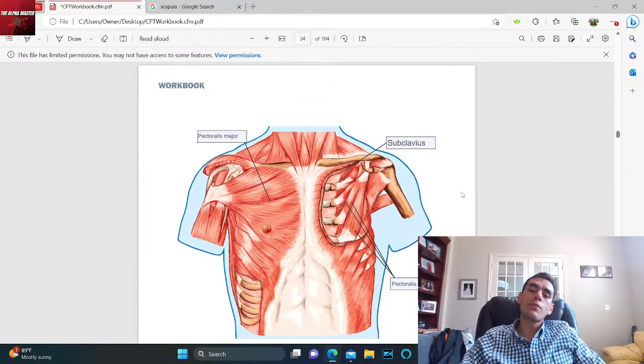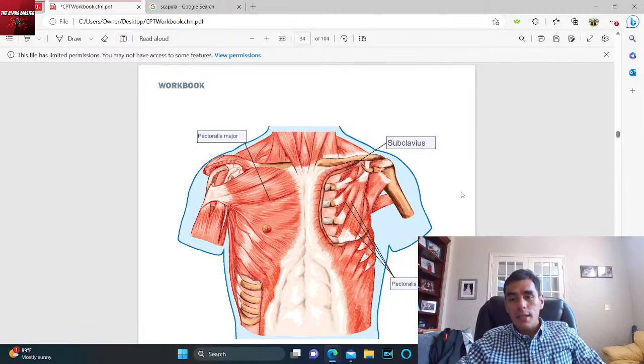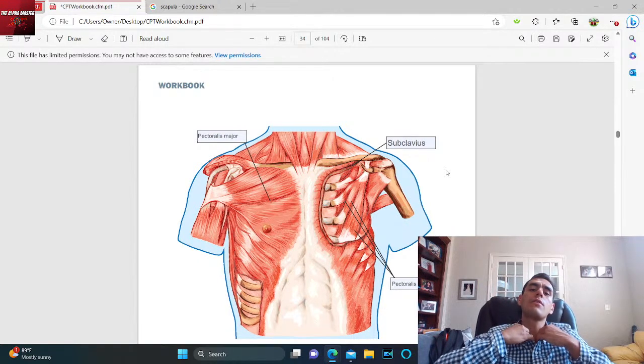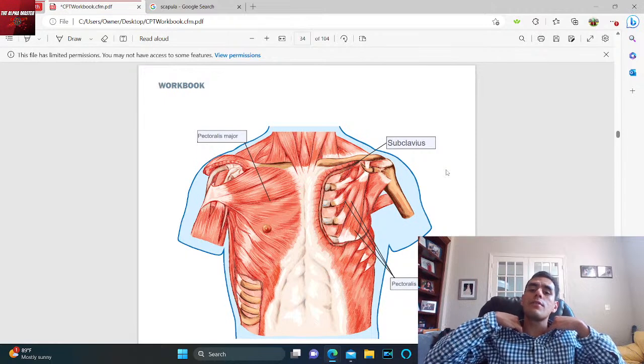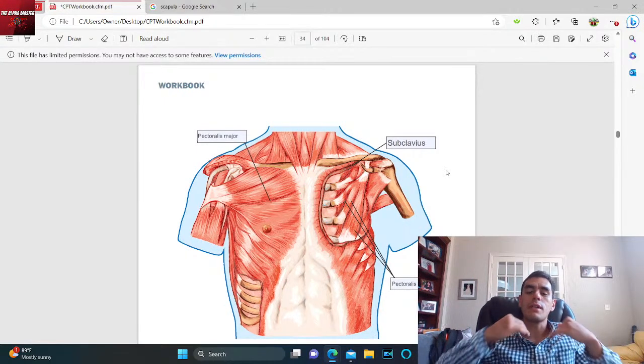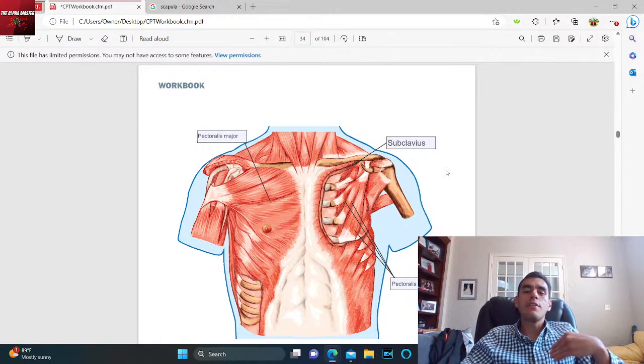So mainly focus on the pectoralis major, the pectoralis minor, which is going to be deeper than the pectoralis major, and the subclavius. The subclavius is going to be lower than your clavicle, in this clavicle skeleton. The pectoralis major, the pectoralis minor, and the subclavius.